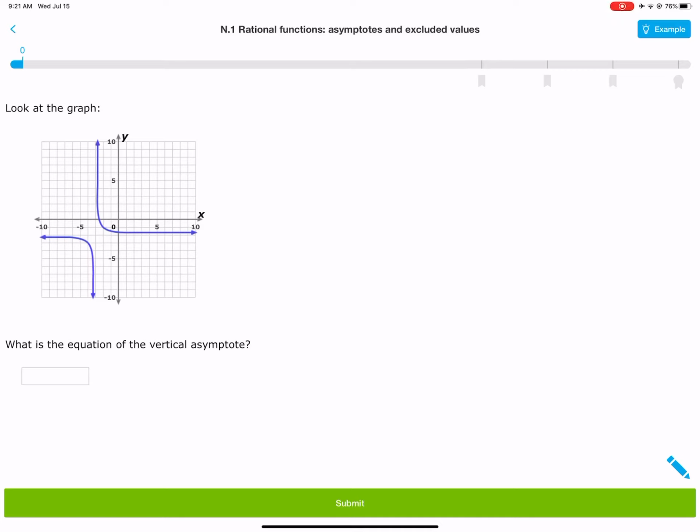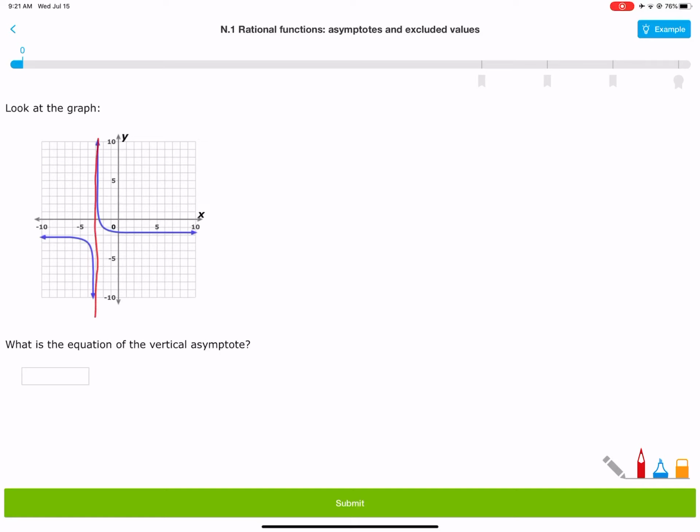Welcome to this class. We are going to be working on N.1 today. Rational functions, asymptotes, and excluded values. So we're going to learn about vertical and horizontal asymptotes. So our vertical asymptote is the asymptote going up and down.